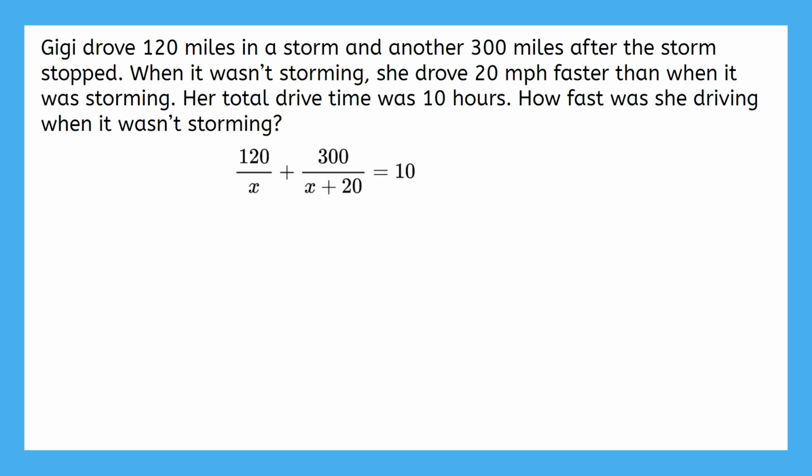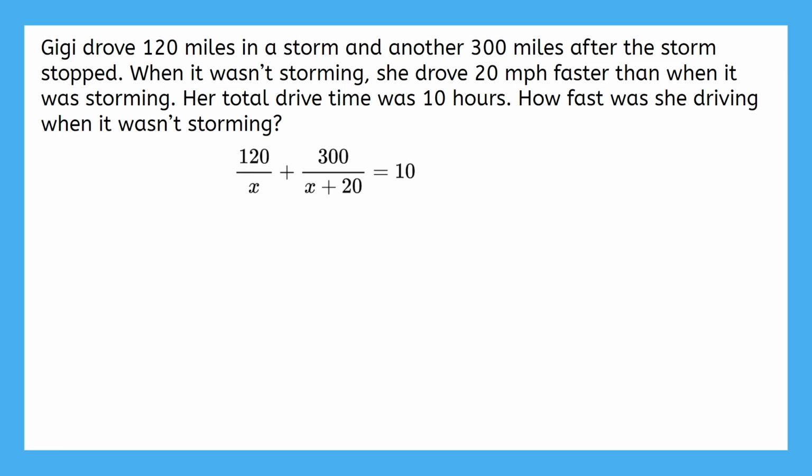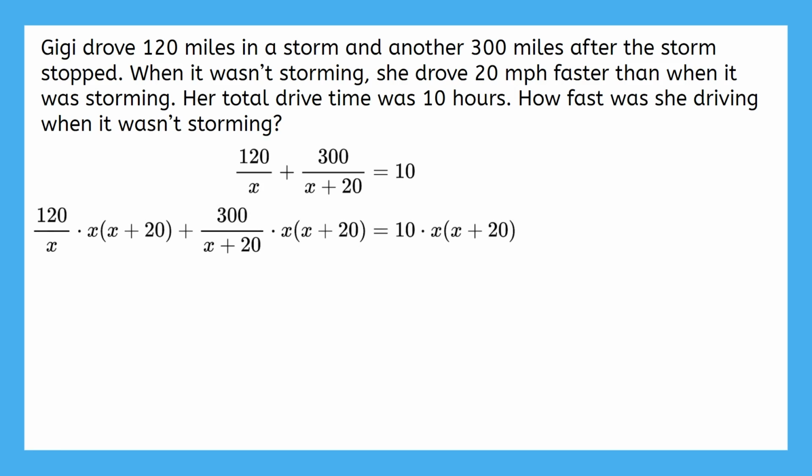Now that we have our equation set up, let's move on to step 3, which says to solve. So, how can we solve this? We would need to use the LCM method. So let's look at the denominators. The first denominator is x. The second denominator is x plus 20. And the third denominator is technically 1 if we wanted to write it. So, what's the least common multiple of all these? It's x times x plus 20. All right, you can take it from here.